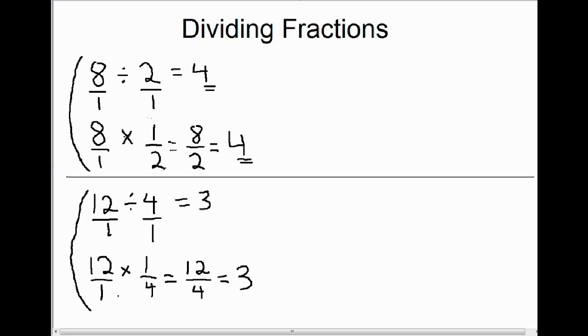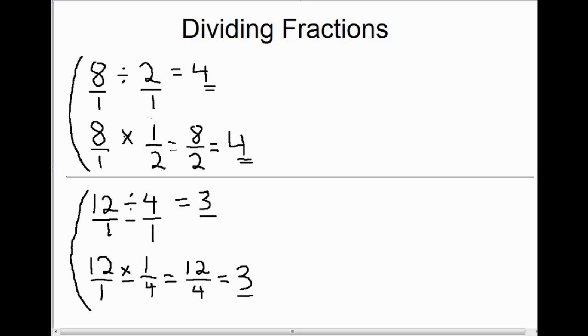But again, realistically, when you're asked to find a quarter of something, you're probably going to divide it by 4 or divide it by 4 over 1. So these two questions, again, are exactly the same, and the result is the same. We end up with 3. So whether we multiply by 1 over 4 or divide by 4 over 1, the answer is the same.